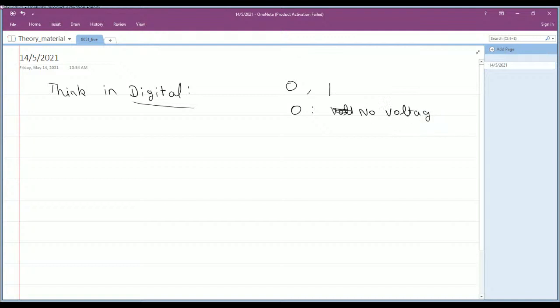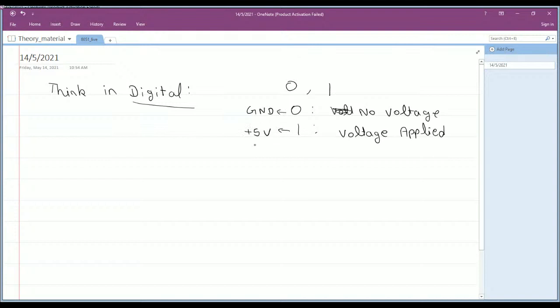Okay, and one means a voltage has been applied. So that is the machine language. That is very specific. So if you want to talk about it from the hardware perspective, zero means a ground has been applied there, and one means generally plus 5 volt.